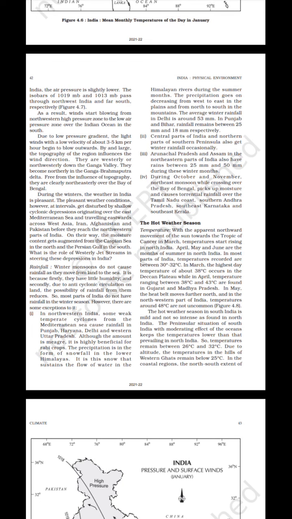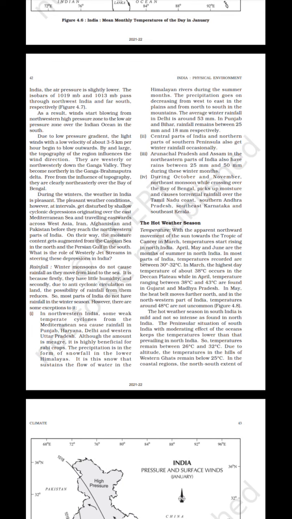Rainfall. Winter monsoons do not cause rainfall as they move from land to the sea. It is because firstly they have little humidity and secondly due to anticyclonic circulation on land. The possibility of rainfall from them reduces, so most parts of India do not have rainfall in the winter season. However, there are some exceptions to it.